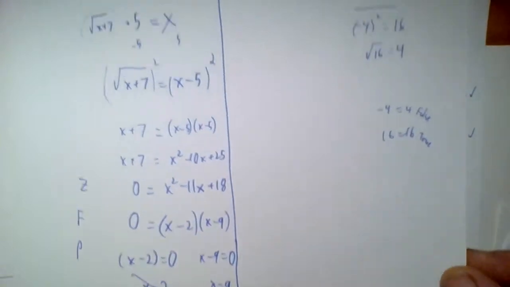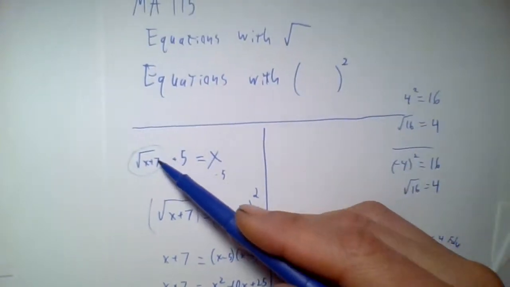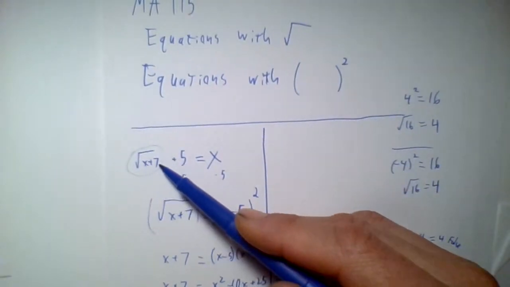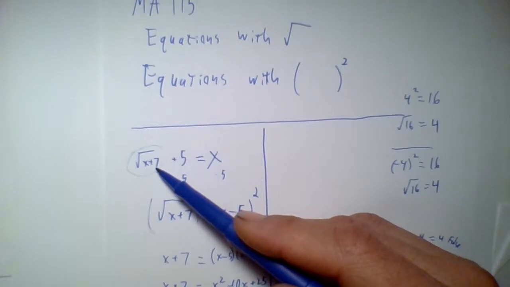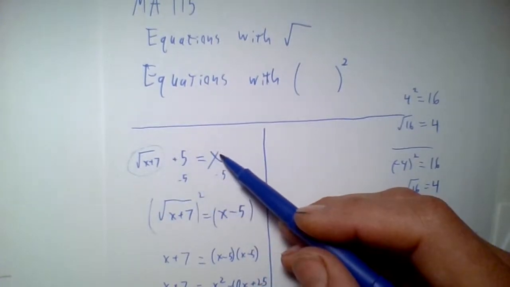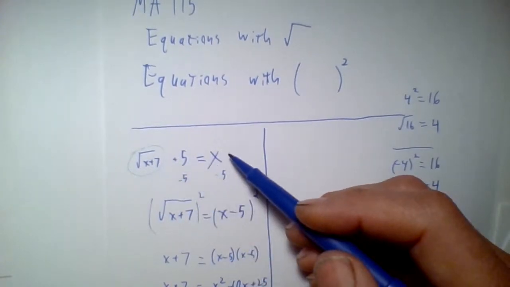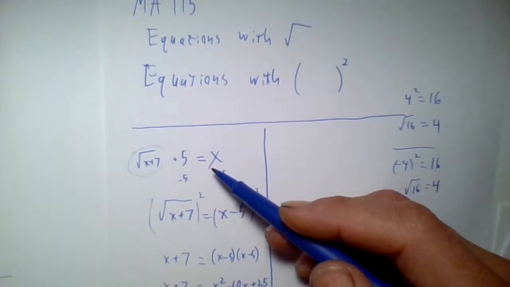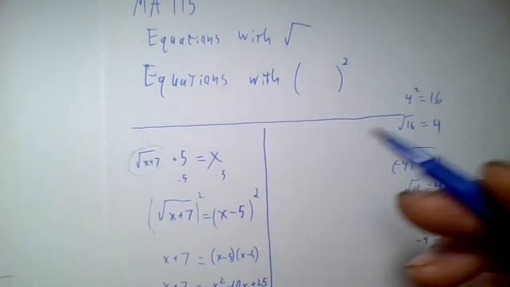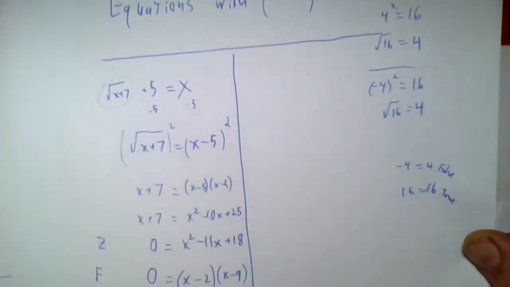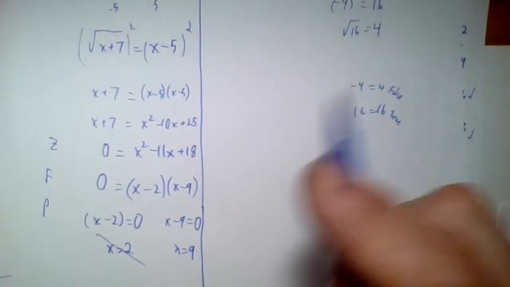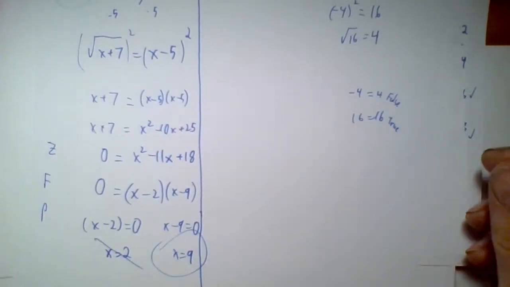If I come back to the original with 9, I get square root of 16, which is 4, plus 5 equals 9. X is 9. I get 9 equals 9. That works out right. So the 9 does check. Kind of have to check these individually and see what happens. But the x equals 9 is good.